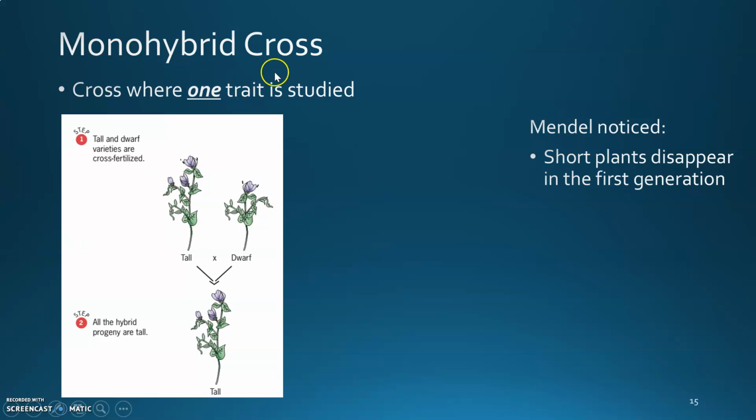And this is what's known as a monohybrid cross, because we're studying one specific trait. We're studying the height of the pea plants, and some pea plants are tall and some are dwarf. Mendel crossed a tall and a dwarf plant, and what he noticed was that every single one of the progeny of this tall and dwarf plant were all tall. So the dwarf plants seemed to disappear in that first generation.